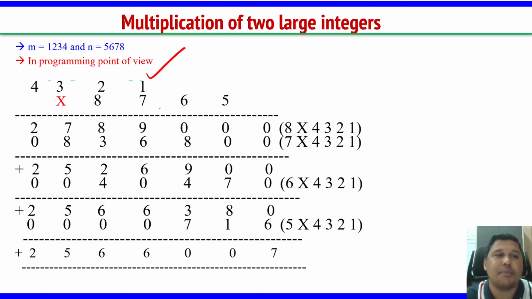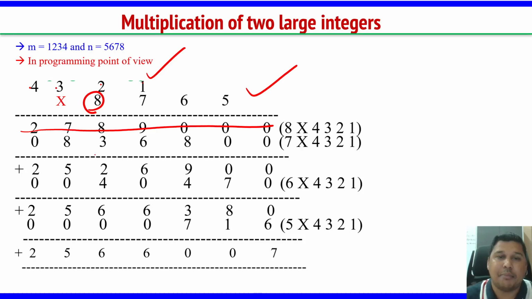See, I have reversed the numbers 4321 and 8765. Now, I am multiplying 8 with 4, then 3, then 2 and then 1. I am filling it like this. Then I am multiplying 7 with 4321 like this. These two I am adding, and I get this result after addition.